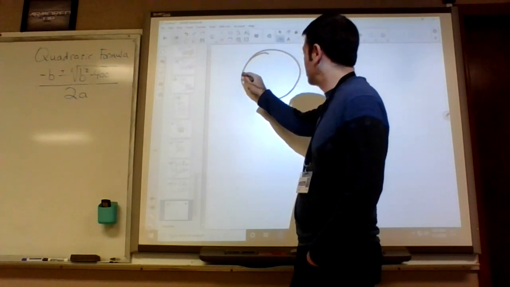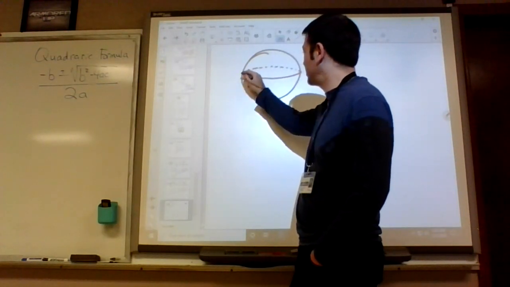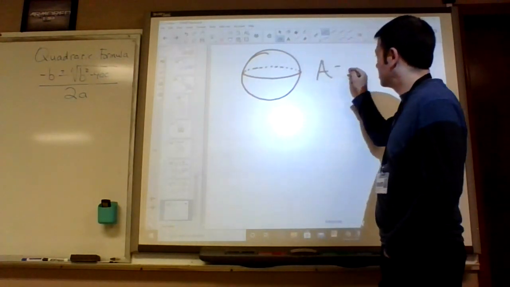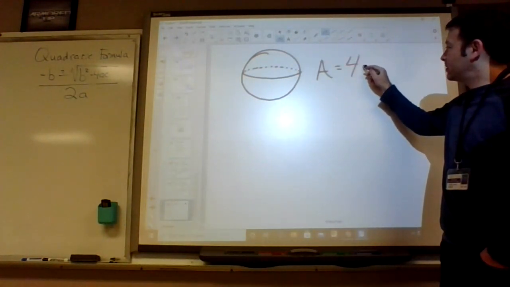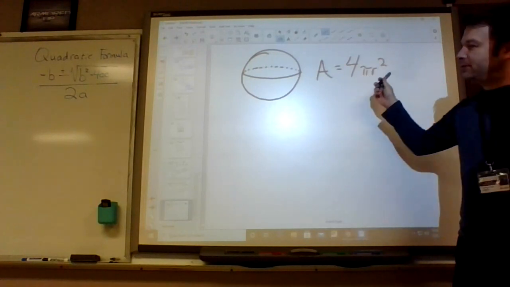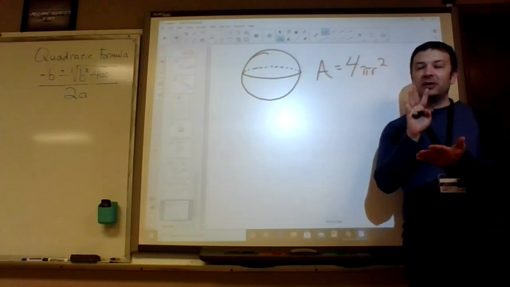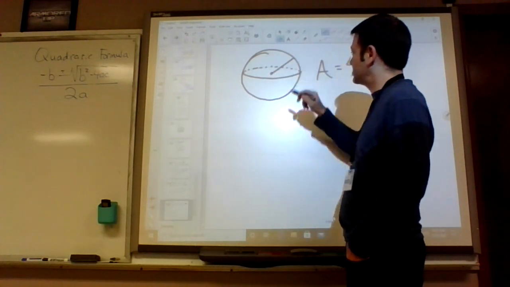What am I drawing? The sphere. Okay, what was the surface area for a sphere? 4 pi r squared. Pi r squared is the area of one circle. For some reason, times 4 will give you the area of a sphere with the same radius.